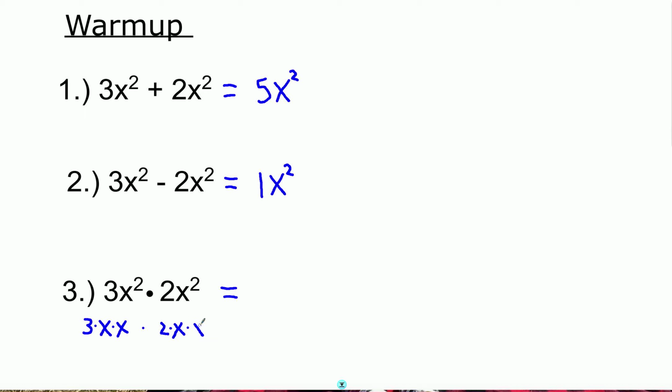Remember multiplication, I can change the order, it's commutative. So 3 times 2 would give me 6, and x squared times x squared would be x to the 4th. So when you are multiplying polynomials, those exponents can and they will change. When you're adding and subtracting polynomials, your exponents will remain the same. You can only combine like terms.